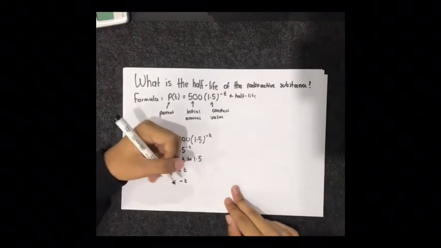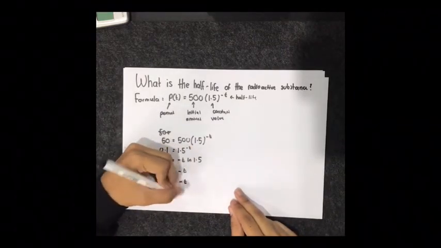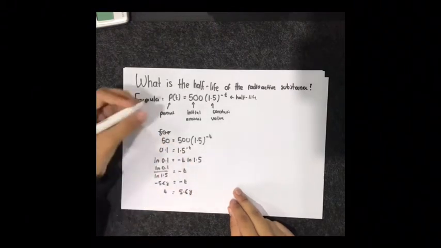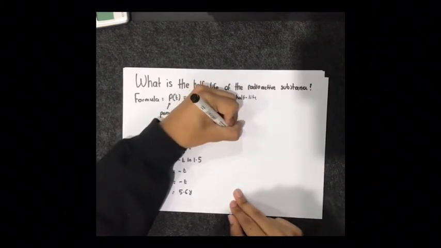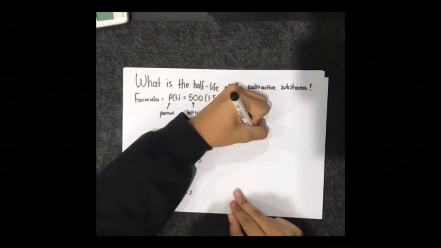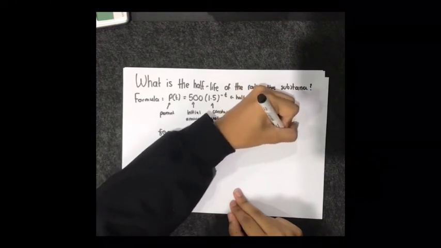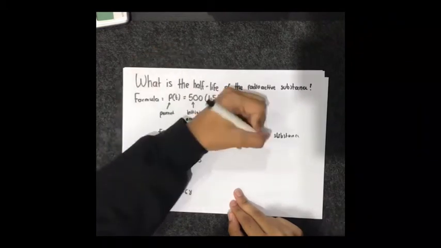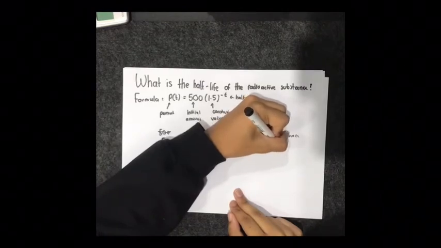Negative t equals ln 0.1 over ln 1.5, so negative t would be equal to negative 5.68. Switch it around a bit. t is equal to 5.68. So let's write that down properly. Answer: the half-life of the substance is t equals 5.68 years. Don't forget the units.